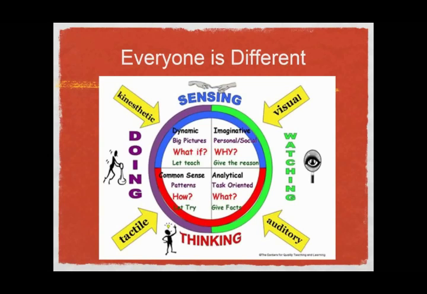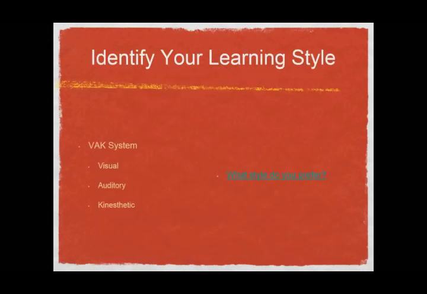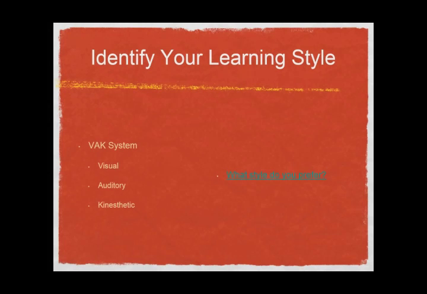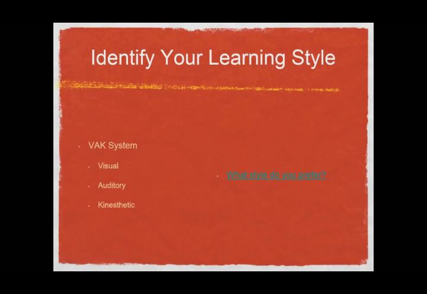So we're going to talk about how to figure out what your dominant learning style is, but also how you can develop those other learning styles that may not be so dominant in your life. So, like I mentioned, we're going to be discussing today primarily the VAC system of learning styles. And VAC stands for visual, auditory, and kinesthetic.